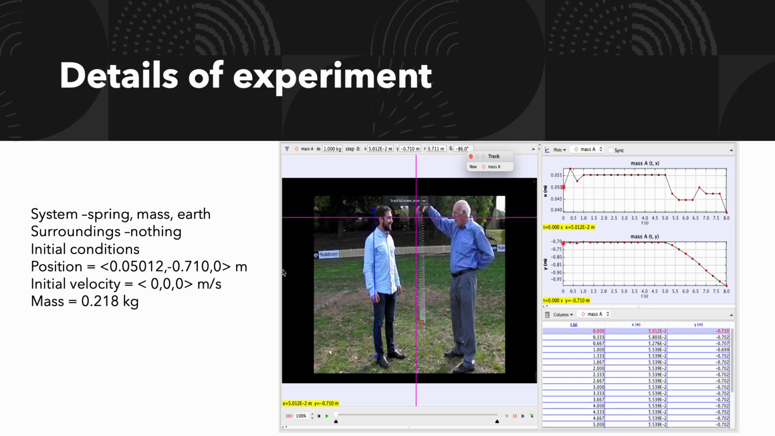I calibrated the video with the calibration stick and both the axes. So the system is the spring, mass, and earth. The surroundings are nothing, and the initial conditions are the position. The starting position is 0.05012 in the x direction and negative 0.71 in the y direction. The initial velocity is 0, and the mass of the slinky is 0.218 kg.